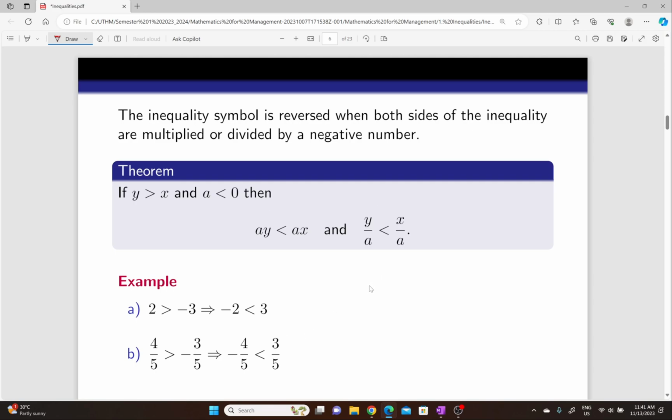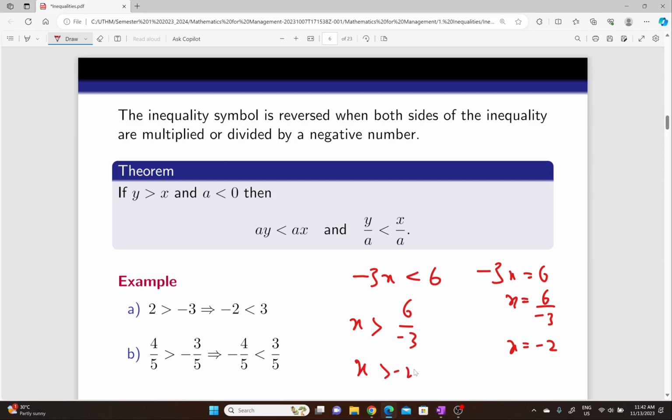Now this is a theorem, but I suppose many of you know this. Let's say you have -3x less than 6. If -3x equals 6, how do we solve this? x equals -2. If -3x is less than 6, it's almost the same, yes, you are right, you can bring this -3 here, but whenever you divide or multiply by a negative number, you change the direction. Then x greater than -2.